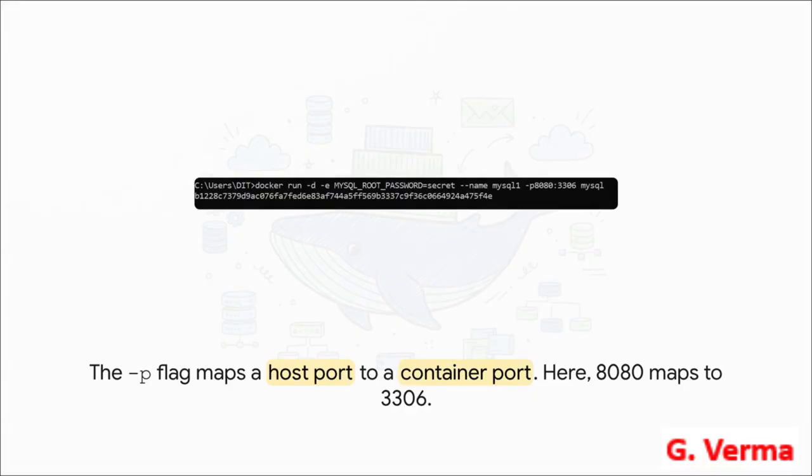When you're doing a Docker run, you just add the -p flag. The format is always host port first, then a colon, then container port. So in this example, -p 8080:3306 tells Docker, hey, anything that comes knocking on port 8080 of my computer, I want you to forward it directly to port 3306 inside the container. And that's exactly how we'd connect to that MySQL database.